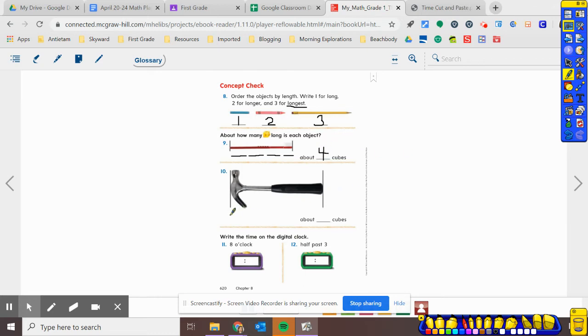All right, now about how many cubes is the hammer? Get ready. Count up about how many cubes you think it is. Now let's count. I see 1, 2, 3, 4, 5. 5 cubes. And it's about 5 cubes. It's not exact.